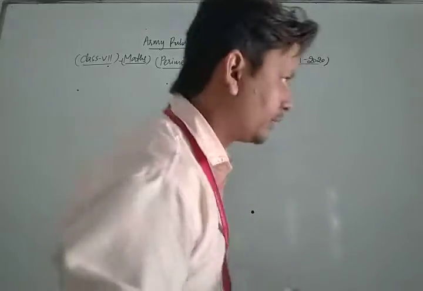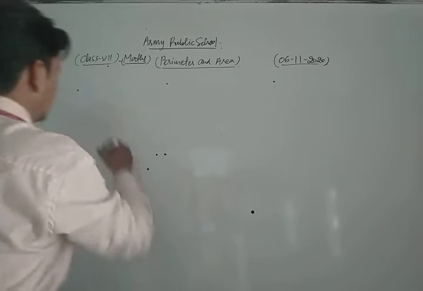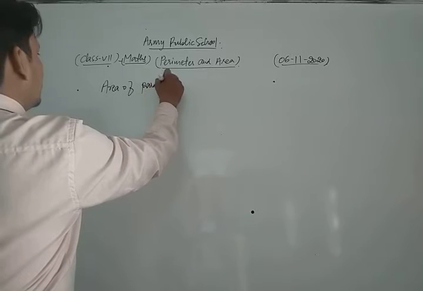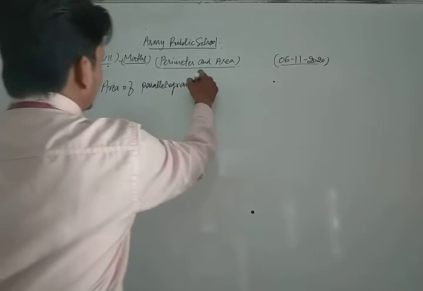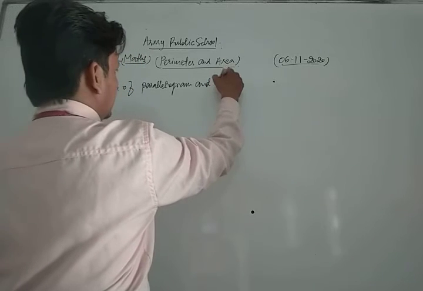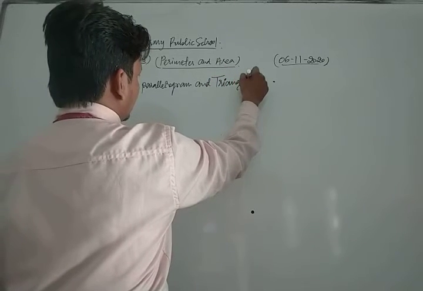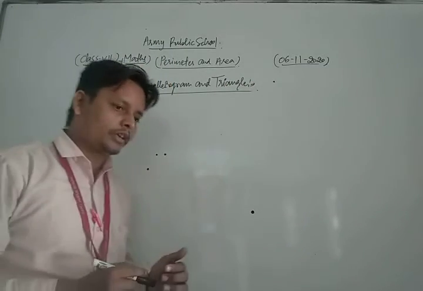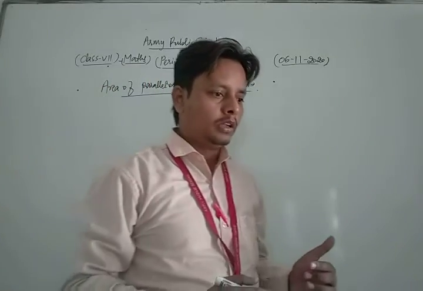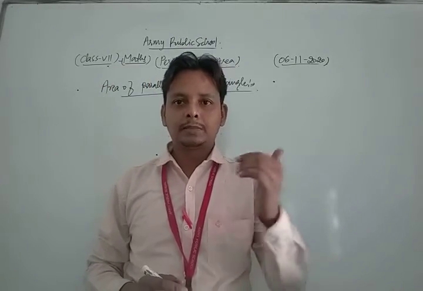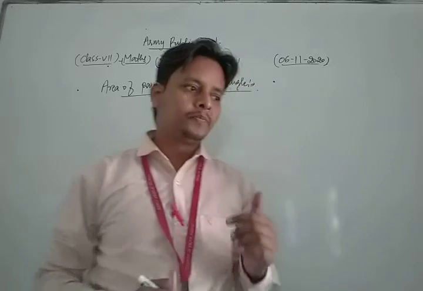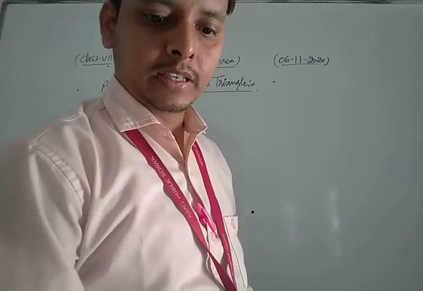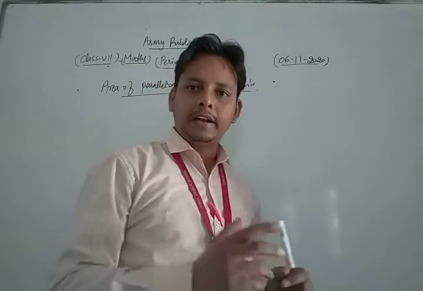Okay, let's see. First of all we write and discuss the formula for the area of parallelogram and triangle. Dear students, you know what the concept of a parallelogram is. A parallelogram is a special type of quadrilateral in which opposite sides are equal and parallel to each other.